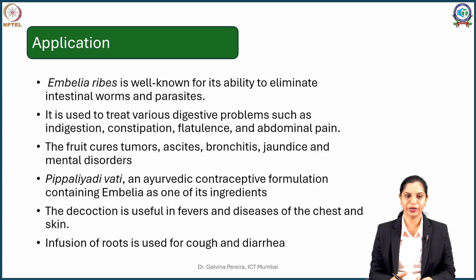The decoction of these fruits, apart from the above mentioned, is also useful in treatment of fevers, diseases of the chest, respiratory disorders as well as skin disorders. The infusion of roots of Embelia ribes has been prescribed traditionally for treatment of cough and diarrhea.